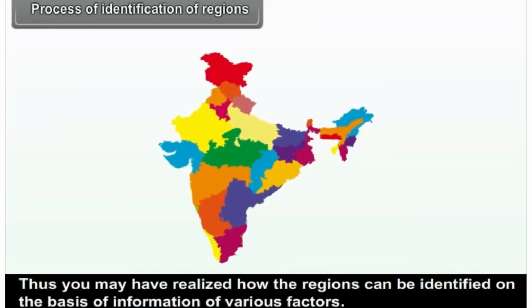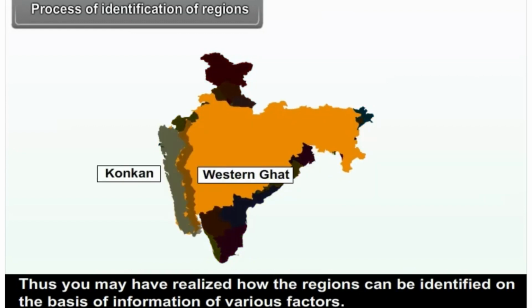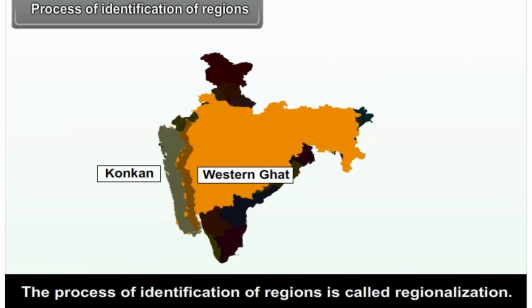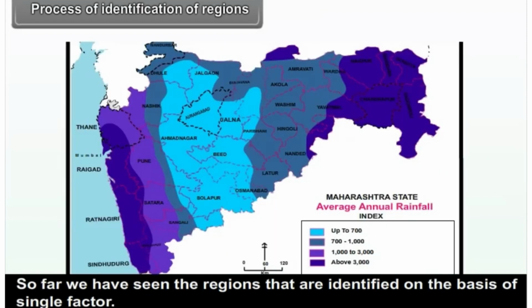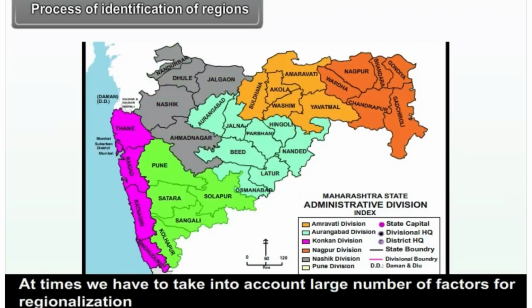Thus, you may have realized how the regions can be identified on the basis of information on various factors. The process of identification of regions is called regionalization. So far, we have seen the regions that are identified on the basis of a single factor. However, identification of regions is quite a complex process. At times, we have to take into account a large number of factors for regionalization.